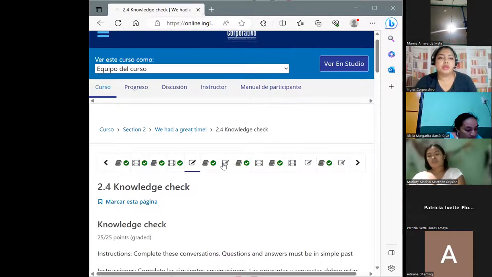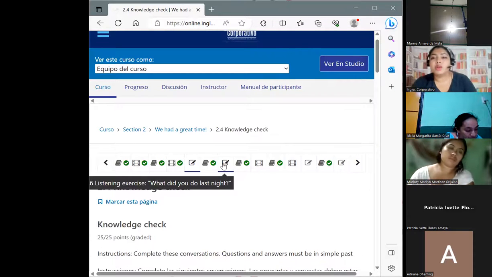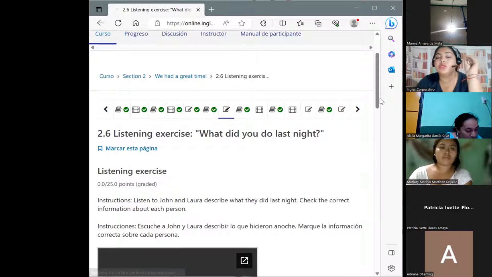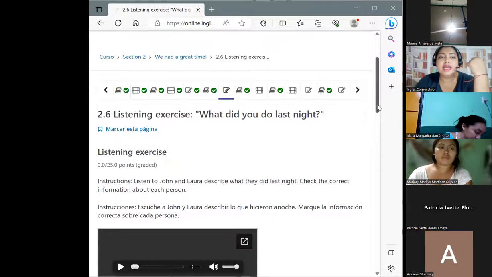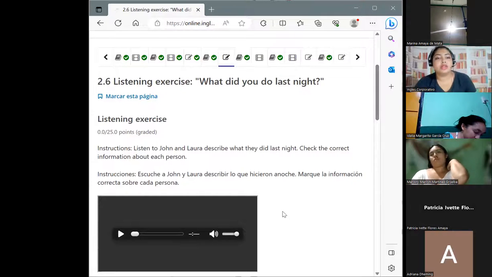Now we are going to go to the other knowledge check because we have four. So we are going to complete the four of the knowledge check that we have in this section. So in this one, it's called, what did you do last night? ¿Qué hiciste anoche? And we are going to listen to an audio program in which John and Laura describe what they did last night. And then we are going to check the correct information about each person.